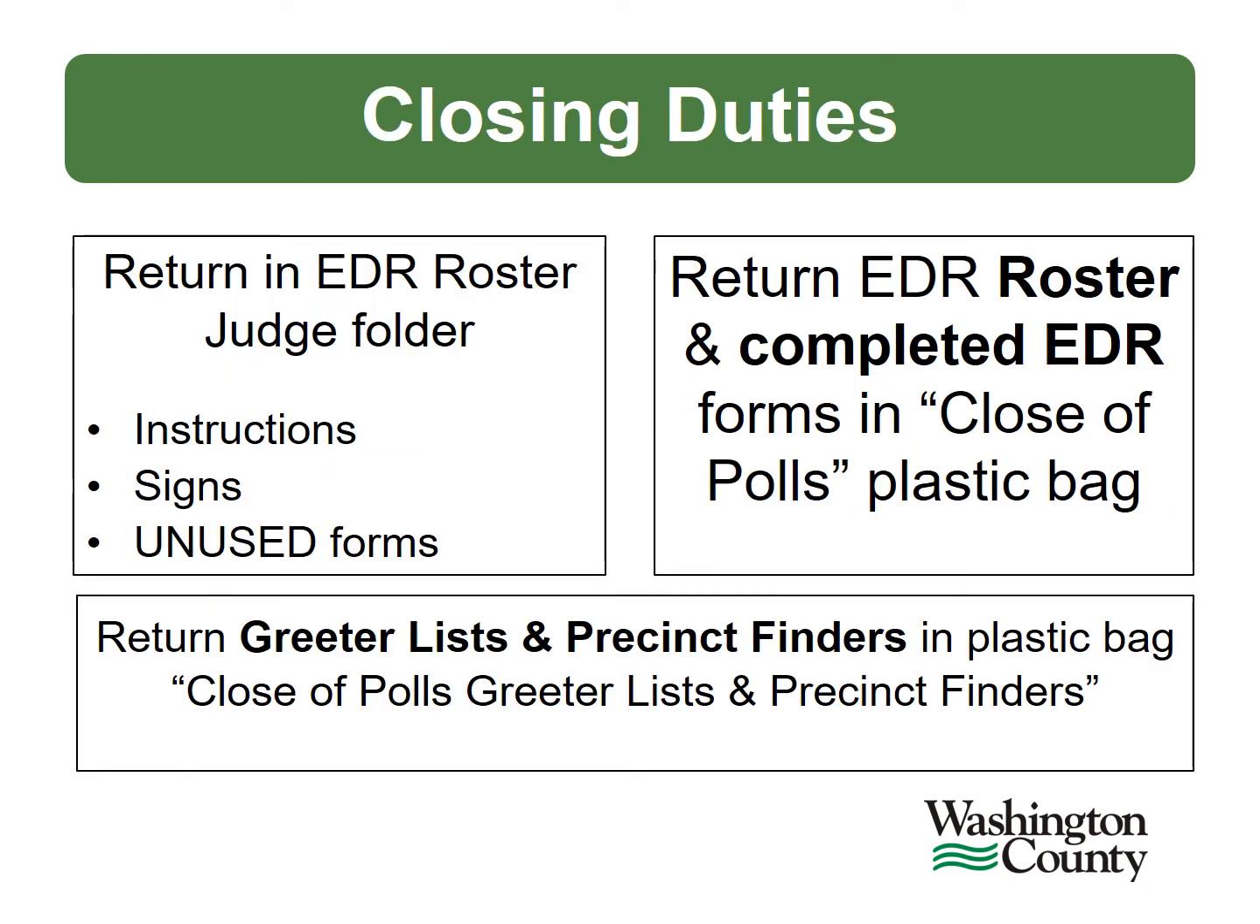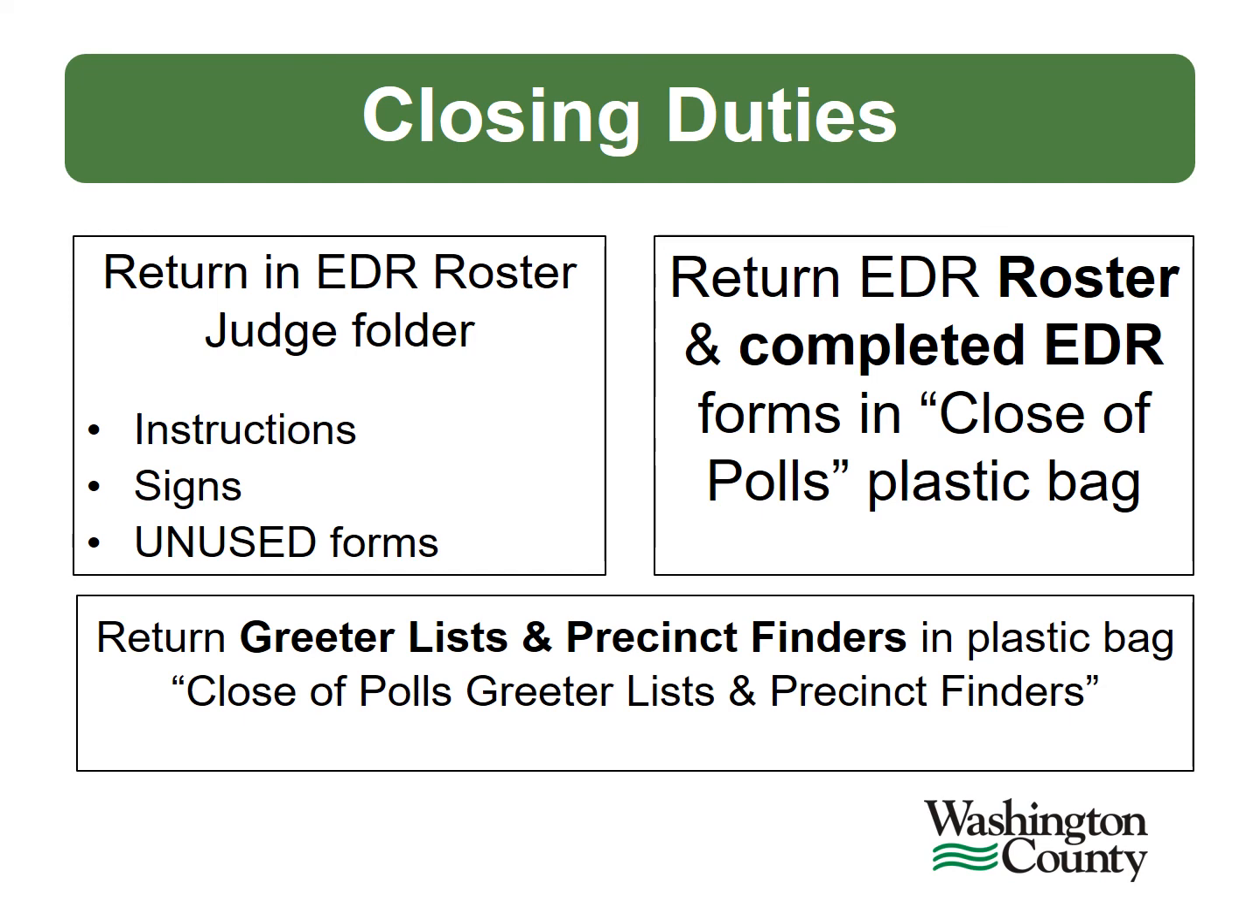In your EDR roster judge folder, you'll return instructions for the day, signs that were out on the table, as well as unused voucher forms, unused requests to withhold voter information from public lists forms, and unused challenge to a voter eligibility forms. Please write none on these forms and return them into the folder. Let your head judge know that none of these forms were used.